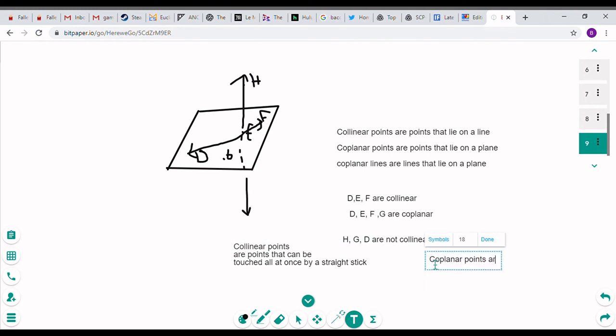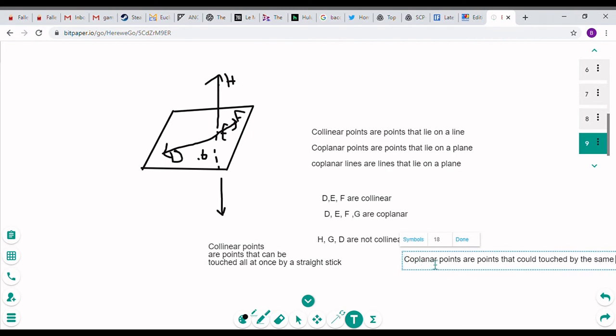Coplanar points are points that could be touched by the same plank of wood. So if you had a really big plank of wood, we could lie it on top of D, E, F, and G, and it'd lie flat. But if we tried to do D, F, G, and H, we couldn't have the same plank touch all 4 of those points at once. You could put it on 3 of them, but 1 would be left out. So coplanar means you can touch them with a plank of wood. Collinear means you could put a stick on them. Okay. Doing the checkpoint at the bottom of that page will also be useful.